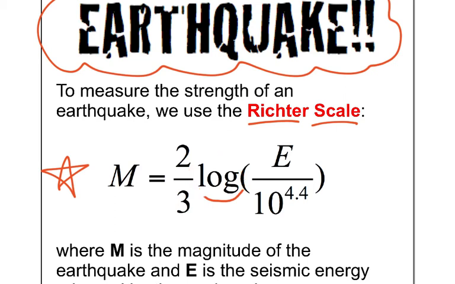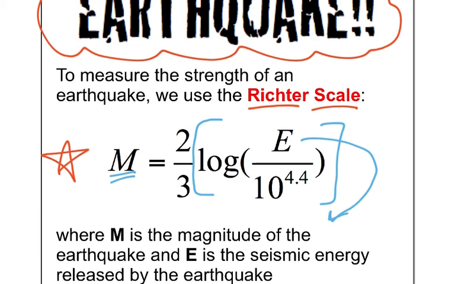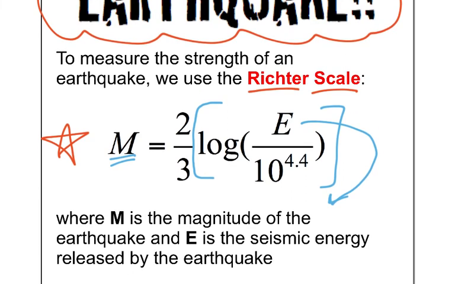So here's what the magnitude of an earthquake would be. The magnitude of the earthquake is 2/3 times the log of this crazy expression, where E, as you see described on the bottom, is the energy that was released by the earthquake. When the earth shakes like that during an earthquake, it releases a massive amount of energy, usually in terms of joules, if you've heard of that before in science class. So it releases a massive amount of energy.